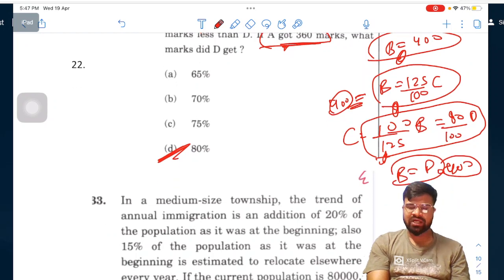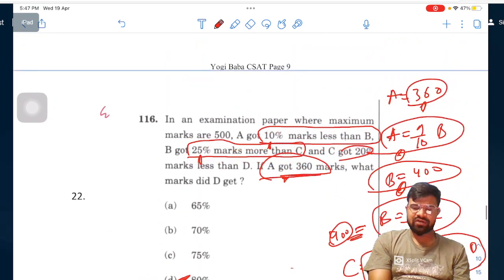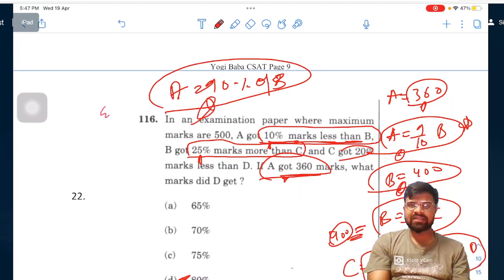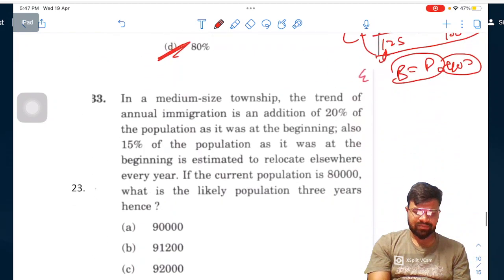I want you to do these calculations by yourself. These are the fractions that you will take. So if A got 10% marks less than B, that means A is equal to 90% of B. This you have to keep in mind. This is the base.